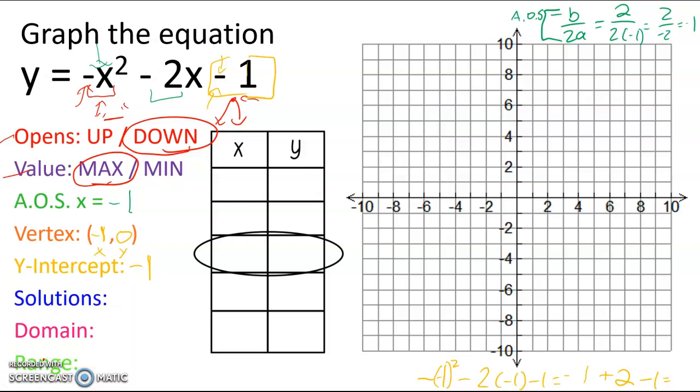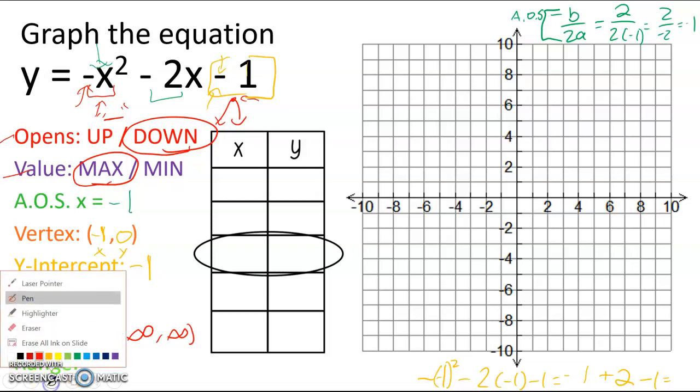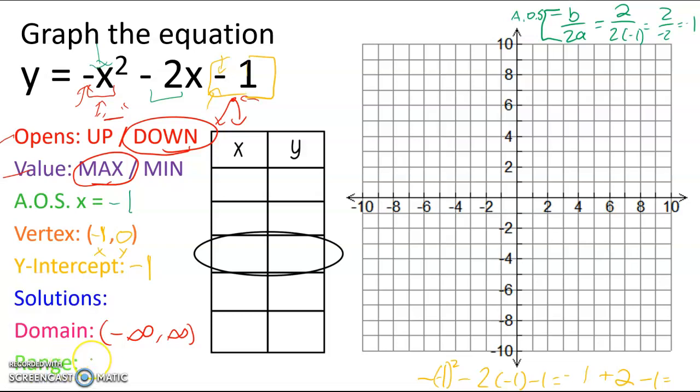Again, color coordinating here. Domain, once again, all the time, every time, when we're asking about quadratics, is going to be -infinity to infinity. That's every single time for domain. Range. Again, two things I'm looking at here. I'm going to write this over here for range. Up/down, and then y value of vertex.